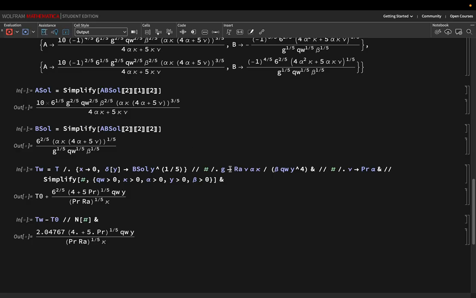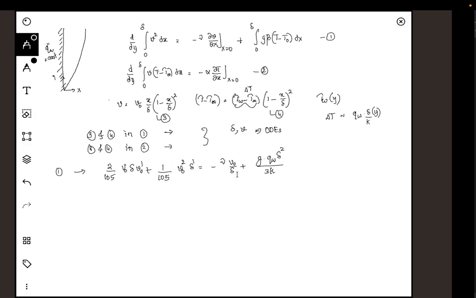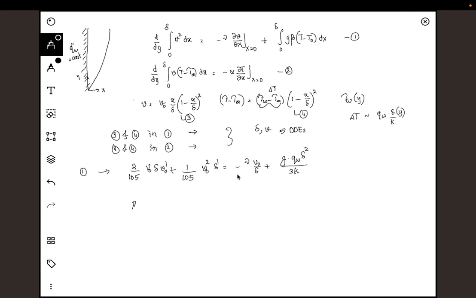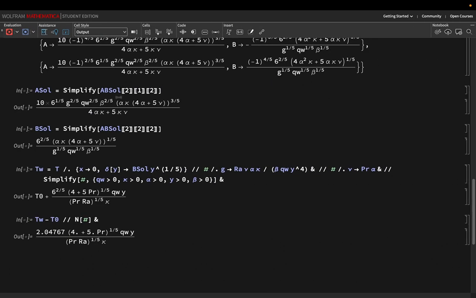Similarly, I can replace g with the equivalent Rayleigh number in case of constant heat flux. Now the Rayleigh number will be g beta, instead of delta T, we'll have qw y to the power 4 over nu alpha, and because I have q, I'll also have the thermal conductivity here. So this will be my new Rayleigh number. All I'm doing is rearranging this equation in terms of these non-dimensional numbers, and that gives me this particular term. If I compute Tw minus T naught, this would be the expression I'm getting.